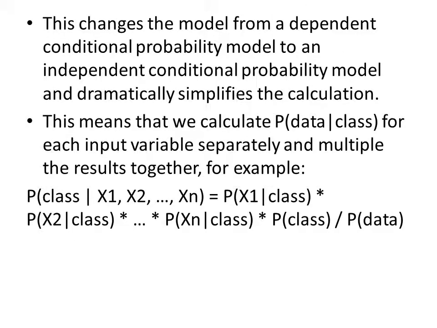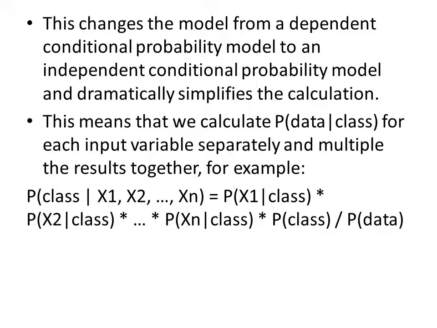This changes the model from a dependent conditional probability model to an independent conditional probability model. So from the dependent conditional probability, the model becomes independent conditional probability, and it simplifies the calculation. This means that we calculate probability of data given class for each input variable separately and multiply the results together.